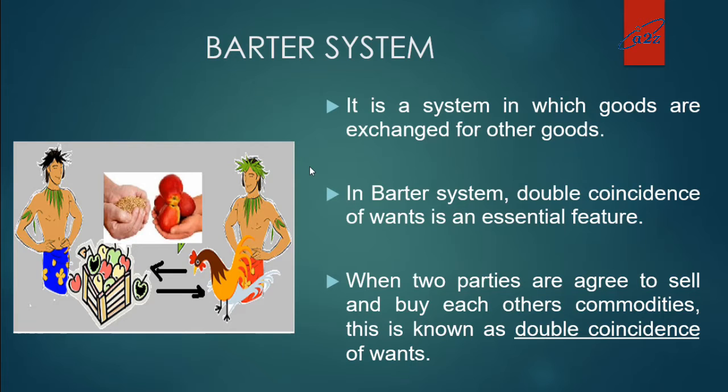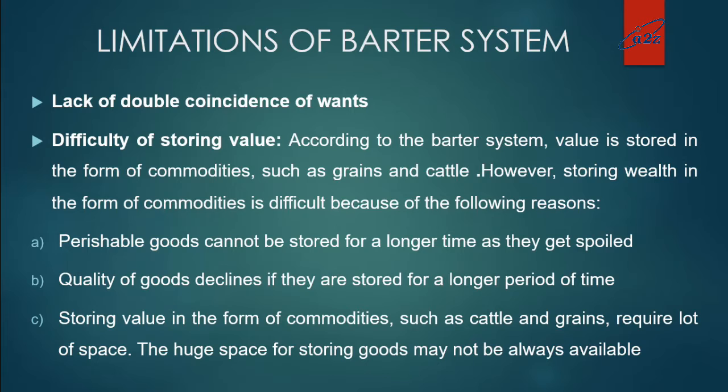Barter system. It is a system in which goods are exchanged for other goods. In barter system, double coincidence of wants is an essential feature. What is the meaning of double coincidence of wants? It means when two parties agree to sell and buy each other's commodities, this is known as double coincidence of wants. Limitation of barter system. Lack of double coincidence of wants.